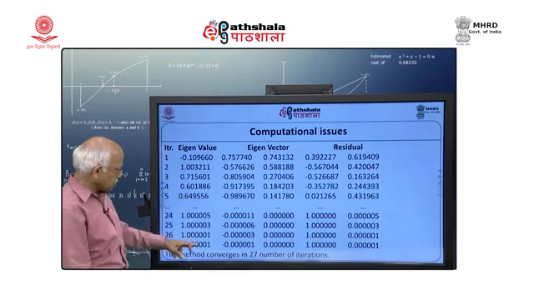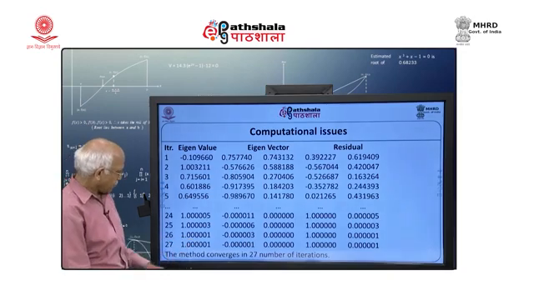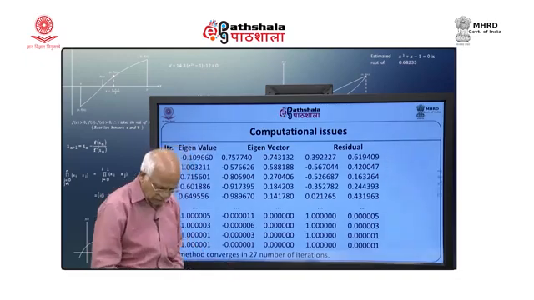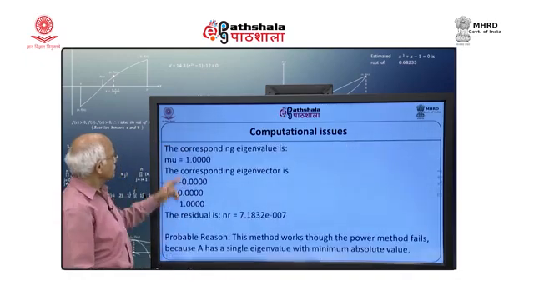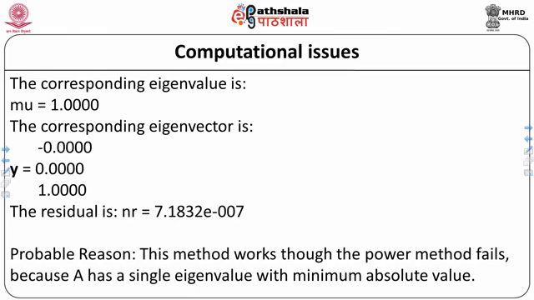Within 27 iterations I get the eigenvalue as 1. So the method converges within 27 iterations, and the corresponding eigenvalue is mu equal to 1 0 0, and the eigenvector is 0 0 1. So that is what we get, and the residual NR is equal to this. You can see that this method works here, though the power method fails. The power method fails because the eigenvalues with the maximum absolute value are 2, whereas the eigenvalue with the lowest absolute value is only 1, and therefore this method works here.